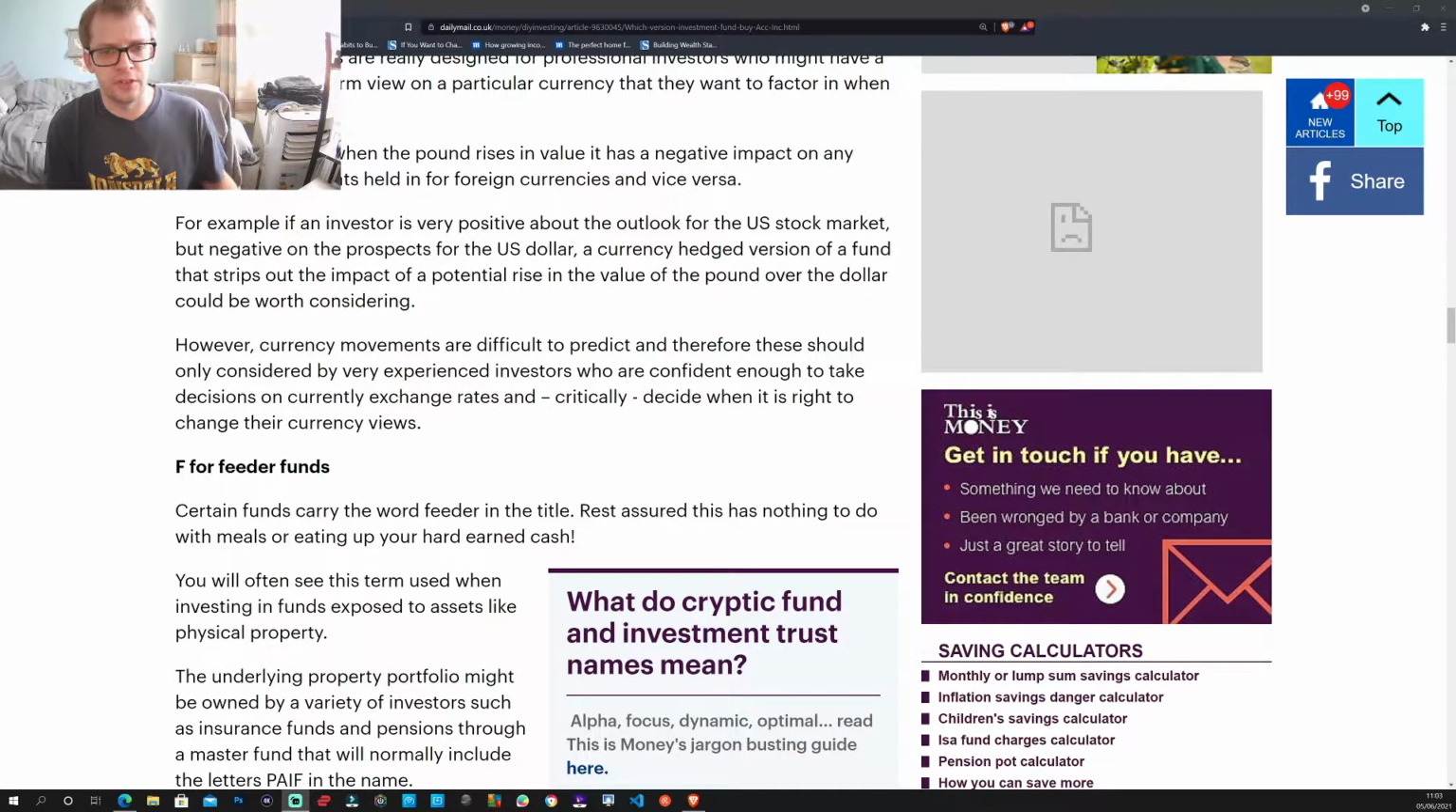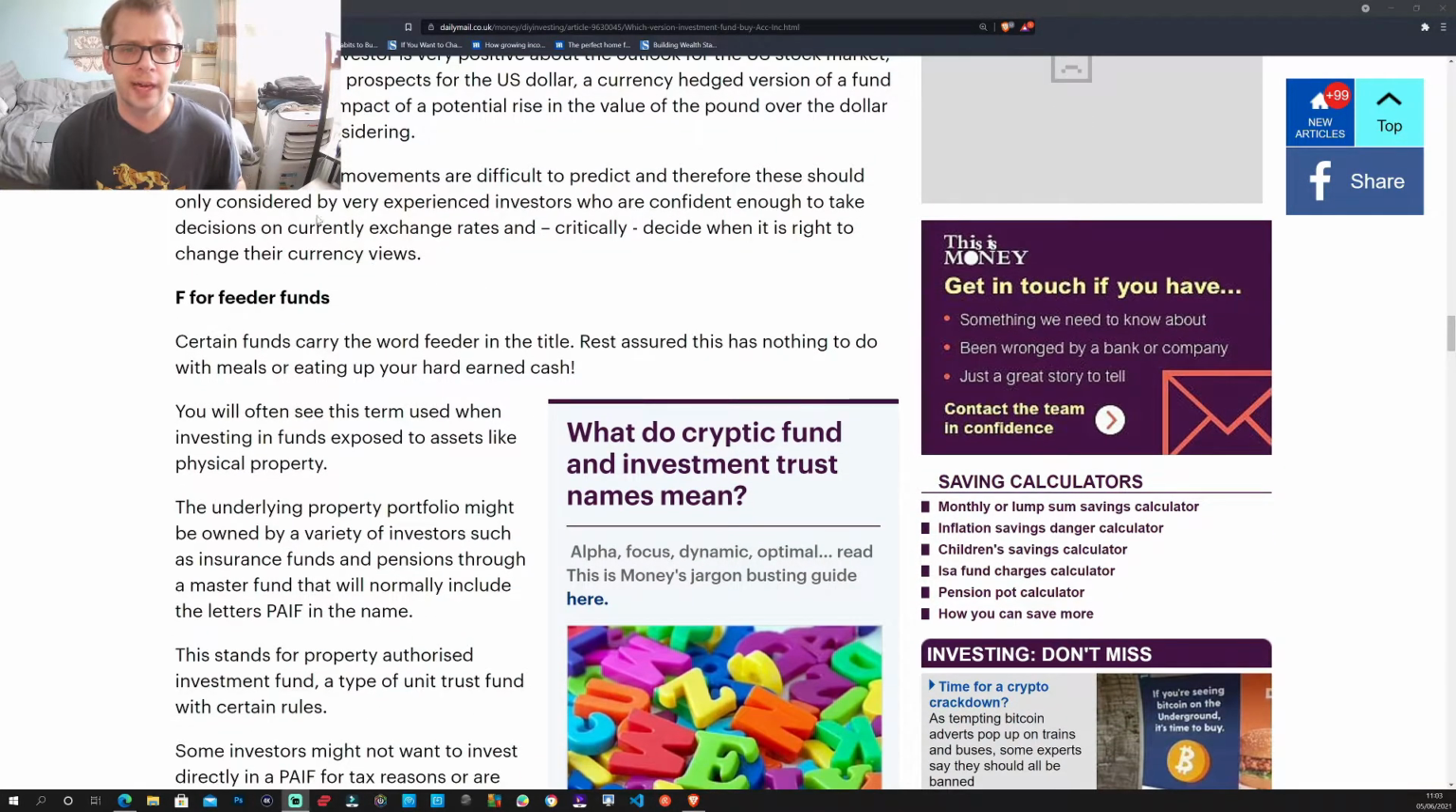For example, if an investor is very positive about the outlook for the US stock market but negative on the prospects for the US dollar, a currency hedge version of the fund that strips out the impact of a potential rise in value of the pound over the dollar could be worth considering. However, currency movements are difficult to predict, and therefore these should only be considered by very experienced investors who are confident enough to take decisions on current exchange rates and critically decide whether it's right to change their currency views.